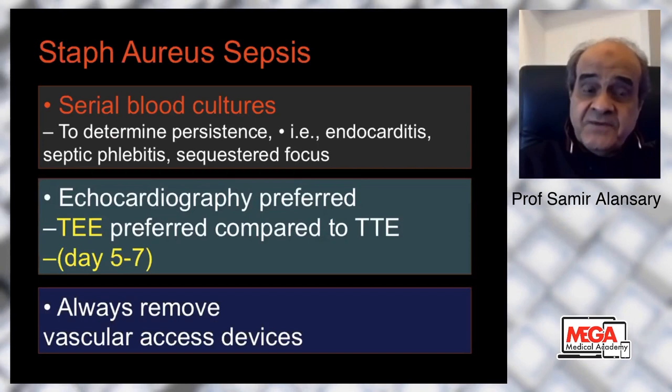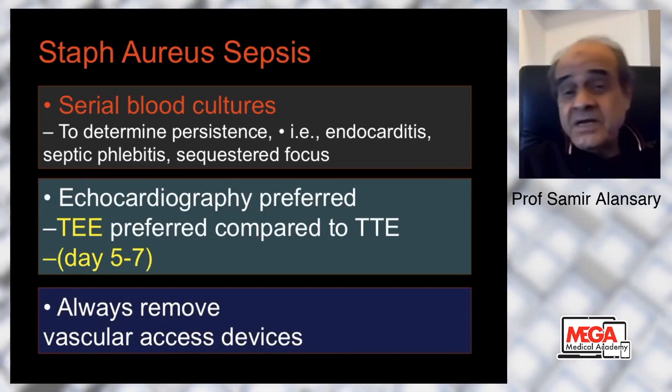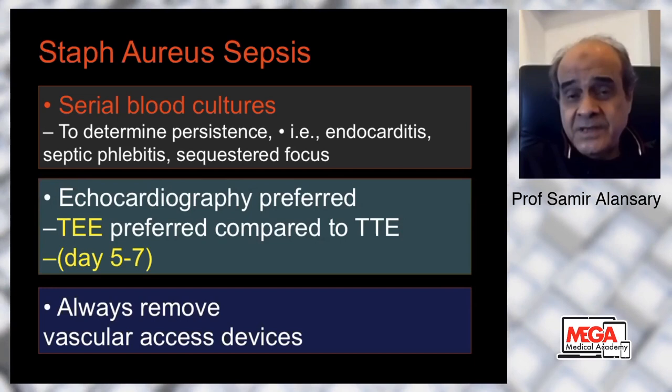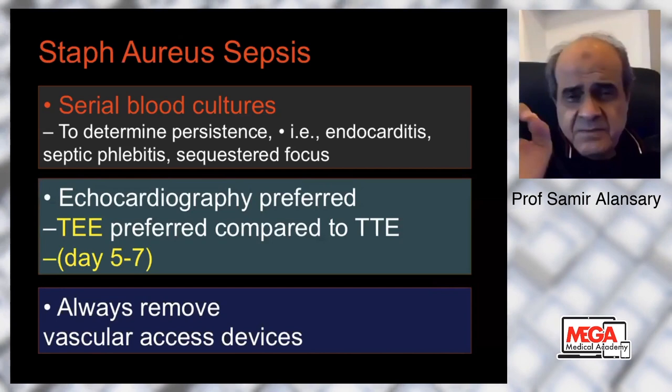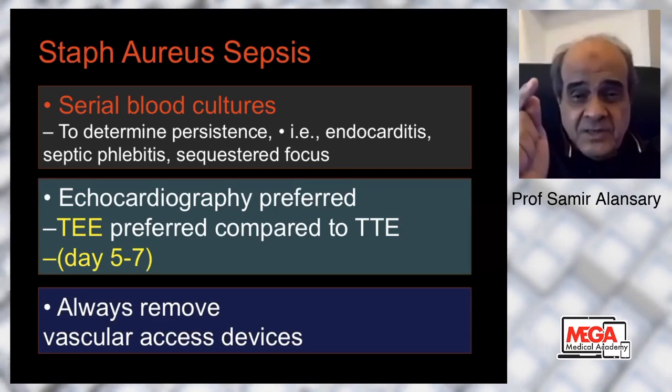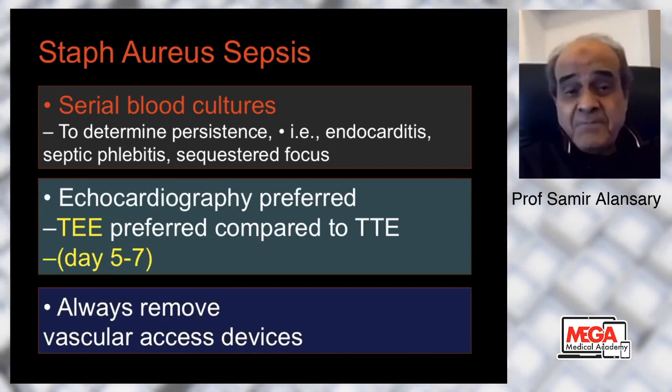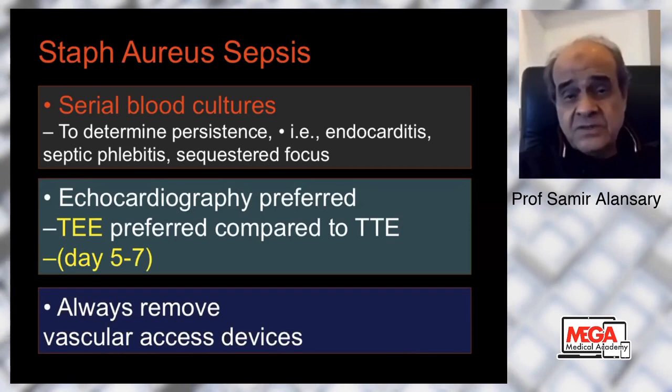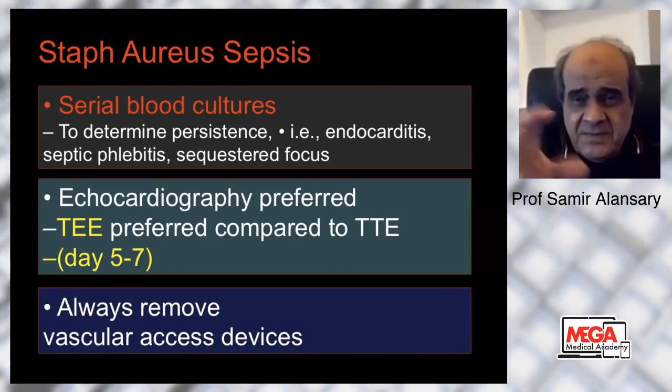Staph aureus sepsis is very important. We have to take serial blood cultures to determine the persistence, especially in cases of endocarditis, which you can't discover except through TEE, transesophageal echo. You can't detect small vegetations less than 5 millimeters through transthoracic echo. You have to do transesophageal echo, and you have to do it 5 or 6 days after infection. Before that, vegetations will not have formed. Also, in septic phlebitis and sequestered locus, or in the presence of an intravascular device, we have to remove any device if you can, in cases of septicemia with staph aureus.